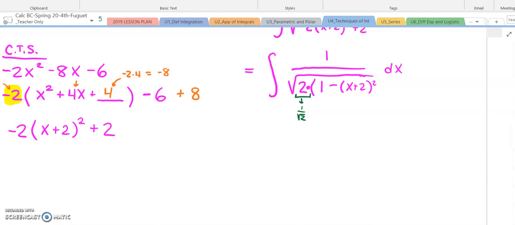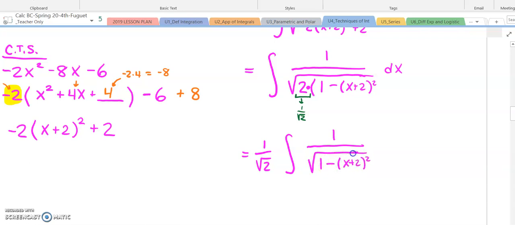So what my new integral is going to look like now is, let's put another equal sign there, 1 over the square root of 2, and now it's going to be the integral of 1 over the square root of 1 minus x plus 2 squared.